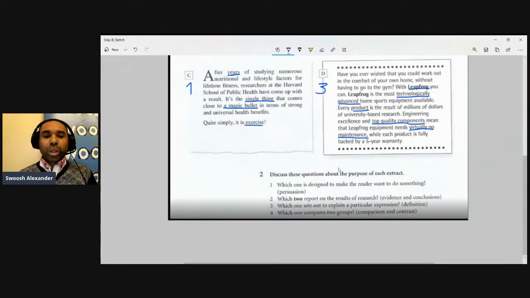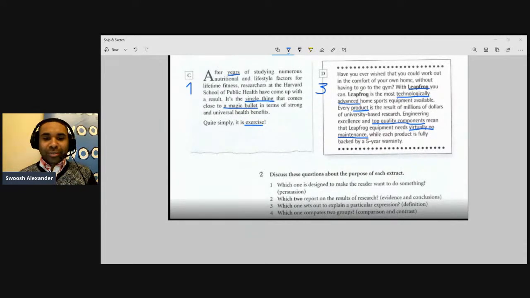So let's see. Which one is designed to make the reader want to do something? Persuasion. What do we think? Let me know in the class if you have any ideas. Great to see you suggesting some answers, by the way. Sian, great to see you making some suggestions, and Elena as well.